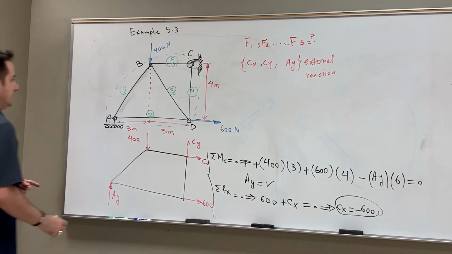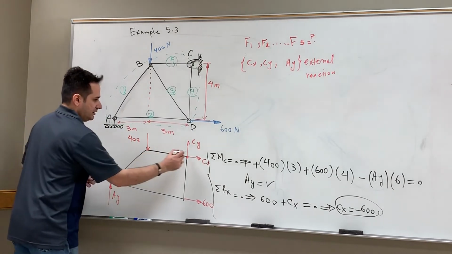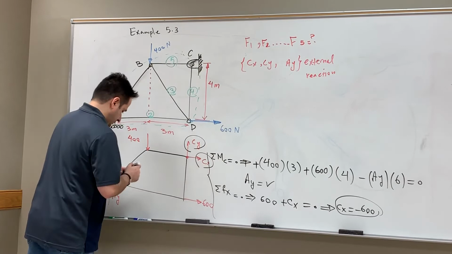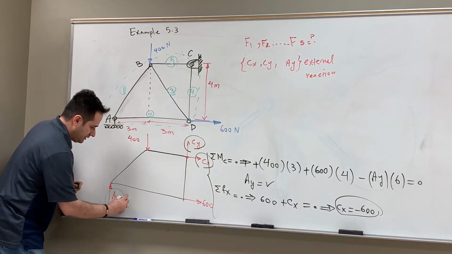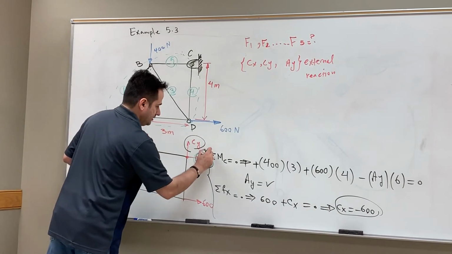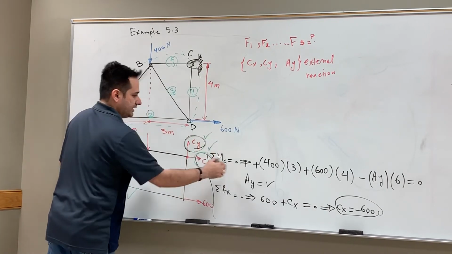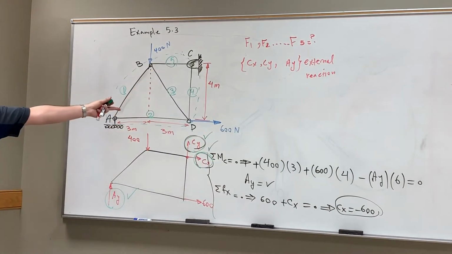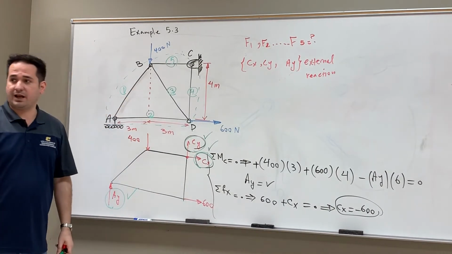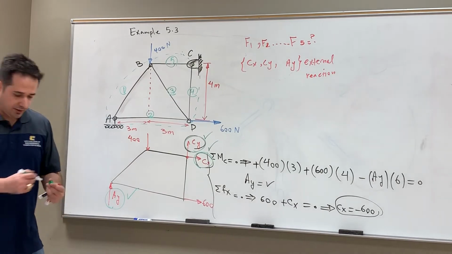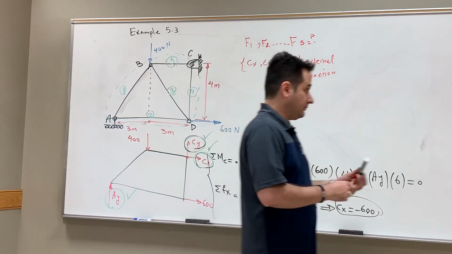So the point is, these things are known. Check mark it. They're known because we can take the whole system and find them. Before we do method of joints, we can find the external reactions, right? Now let's do method of joints.